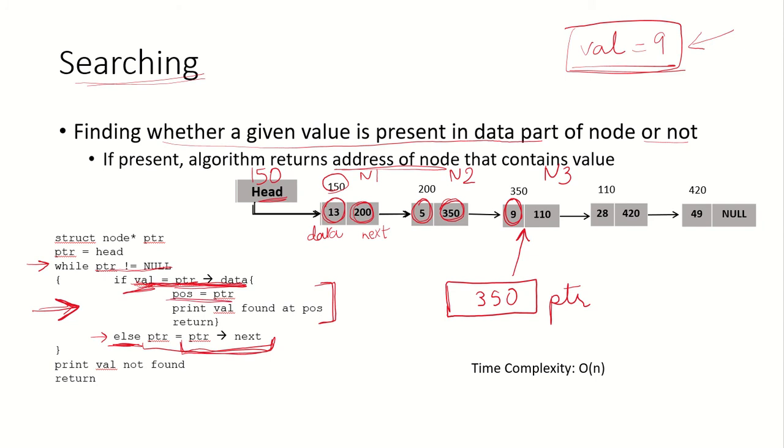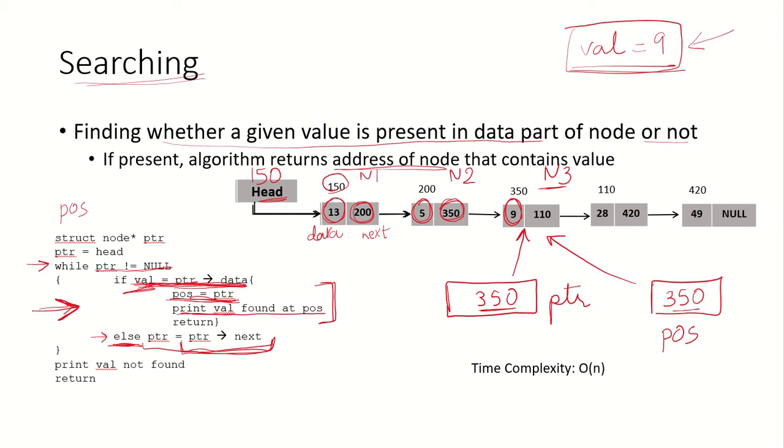We will say that position, suppose we have a variable which is called position over here. Position will be equal to PTR. So we have a variable position which is again a node pointer kind of a variable, and we will say that position is equal to PTR. That means we have found the value at address which is currently being pointed to by 350. So we have found the value at address 350. And we will print that the value was found at this position 350 and return.